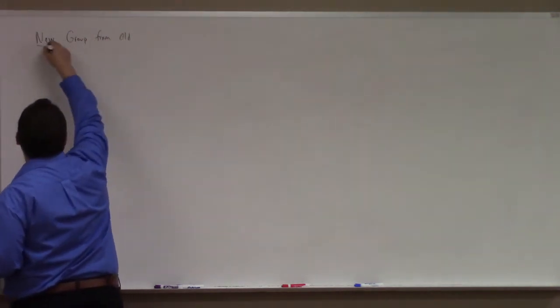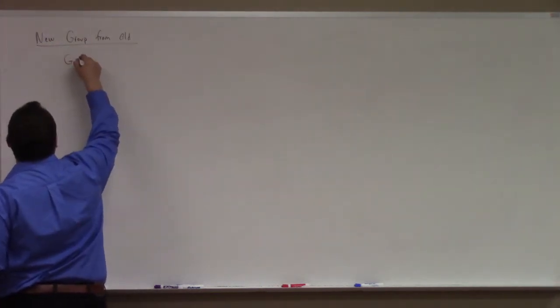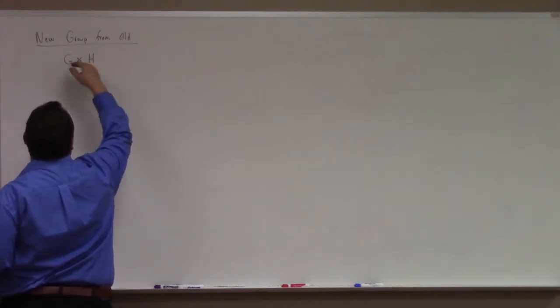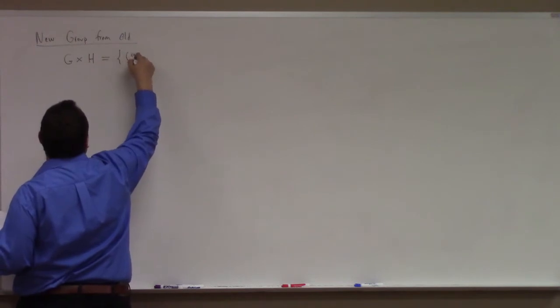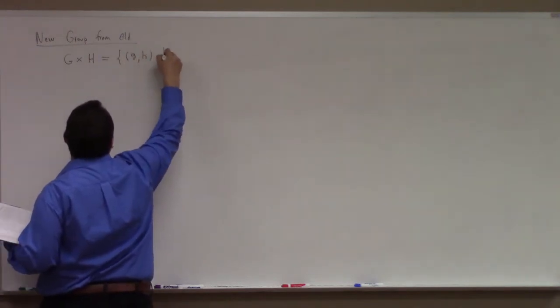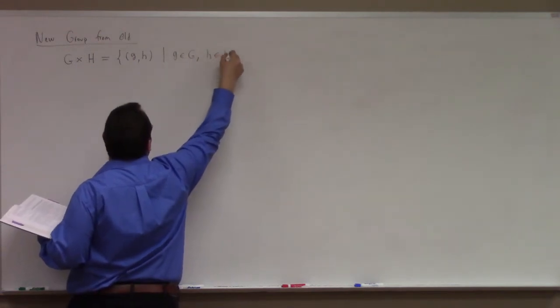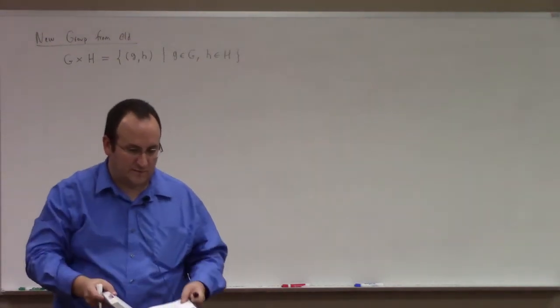I could have talked about this a long time ago, but if G and H are groups, then G times H, or the direct product of G and H, is just the set of tuples (g, h) such that g is in G and h is in H. All right, this is the direct product of G and H.